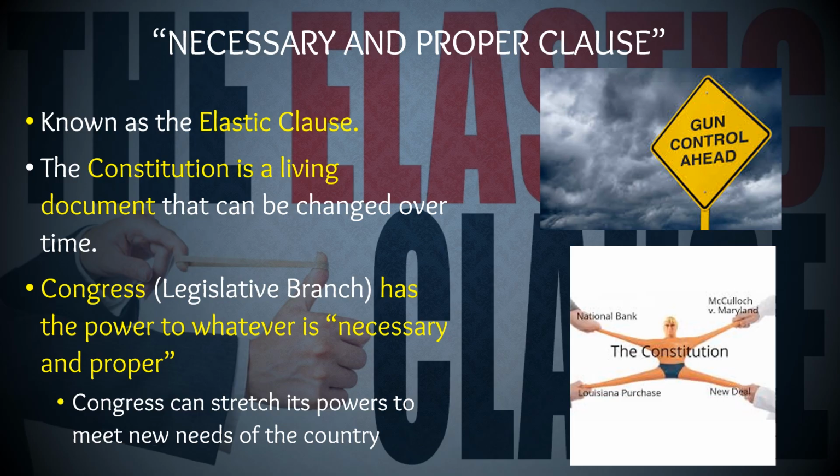Because once again, Article 1 of the Constitution lists all the responsibilities and all the powers that Congress and the legislative branch have. But Congress can use this clause, known as the necessary and proper clause or the elastic clause, to stretch their powers when needed. And sometimes Congress does this, but they don't try to abuse it. It's only in times of need or in times of crisis.